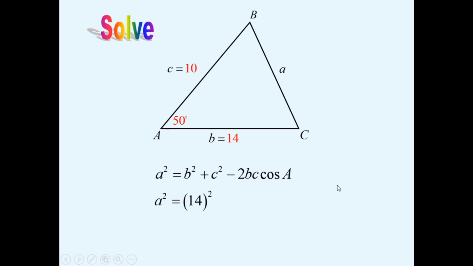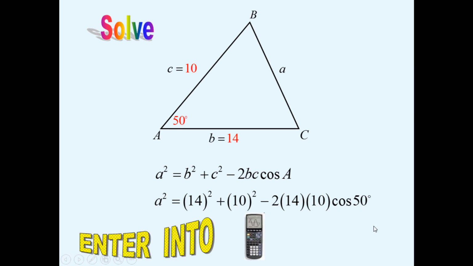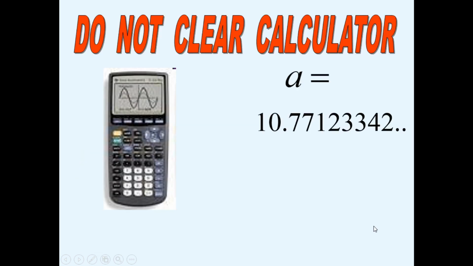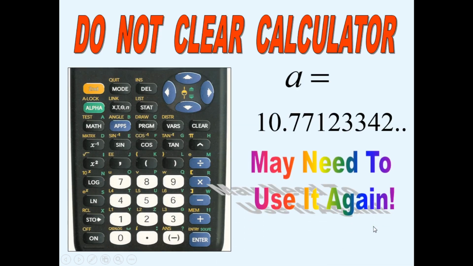Okay, so by plugging in the numbers, we do have a squared equals 14 squared plus 10 squared minus 2 times 14 times 10 times cosine of capital A, which is cosine of 50. So basically you just square all the numbers here, subtract the product of 2, 14, and 10, and cosine of 50. So here's what we find. Put it into the calculator. So a, eventually, is about 10.77.